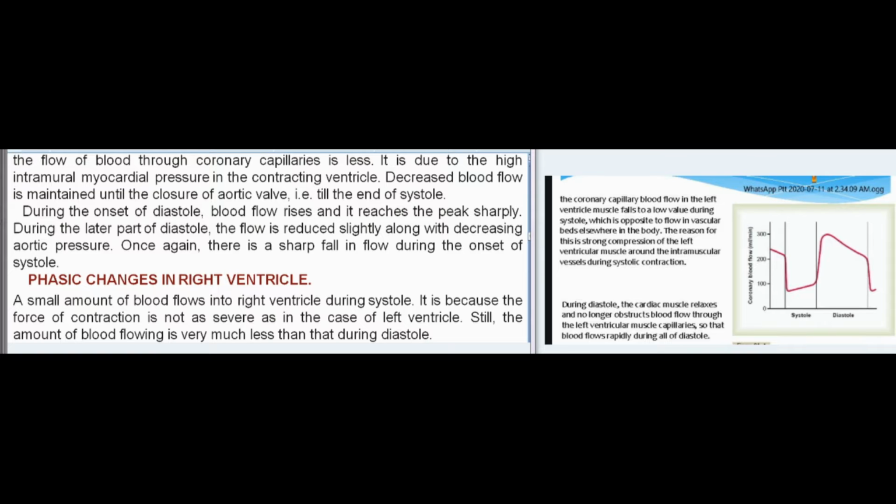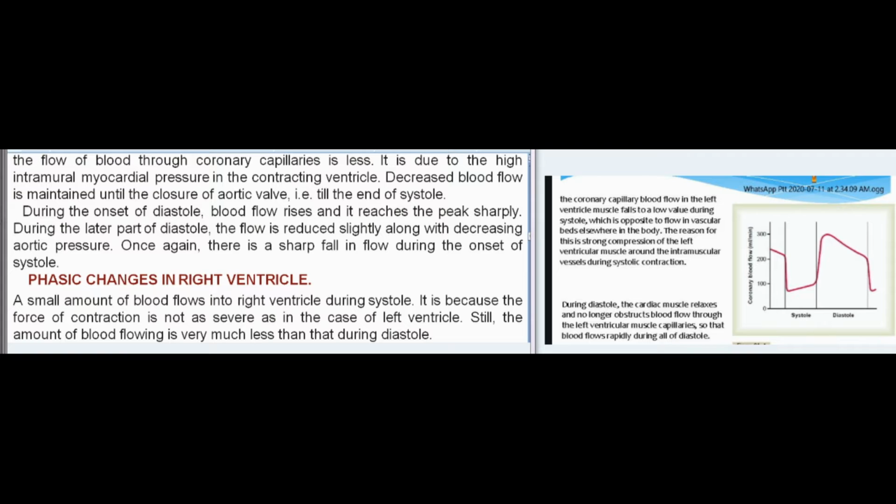Decreased blood flow is maintained until the closure of aortic valve, i.e. till the end of systole. During the onset of diastole, blood flow rises and it reaches the peak sharply. During the later part of diastole, the flow is reduced slightly along with decreasing aortic pressure. Once again, there is a sharp fall in flow during the onset of systole.